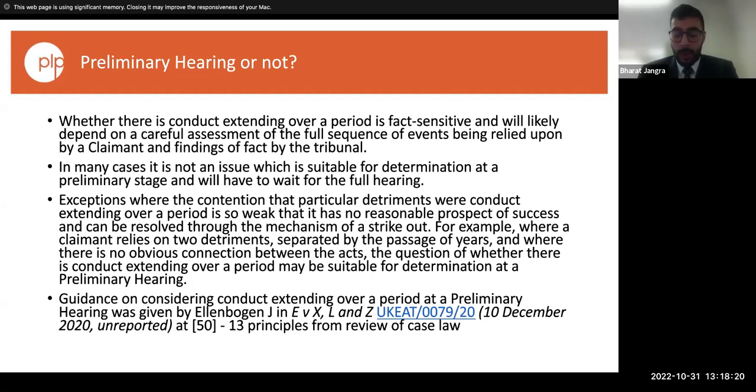Justice Ellenbogen has set out 13 principles on considering time periods and whether a preliminary hearing should be considered or not. That's at paragraph 50 of that judgment. It is unreported, but with that reference, it comes up on the gov.uk website. That is definitely something that I would recommend you review rather than my discussing it now and continuing into your lunchtime.